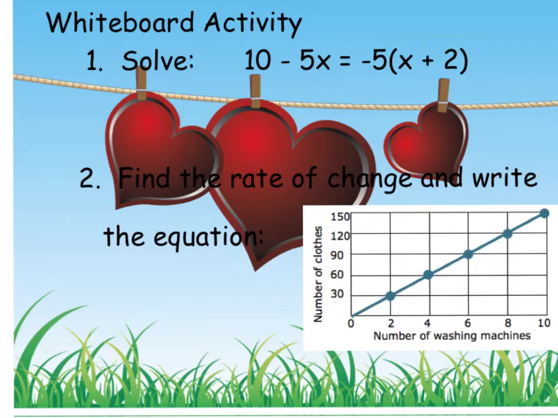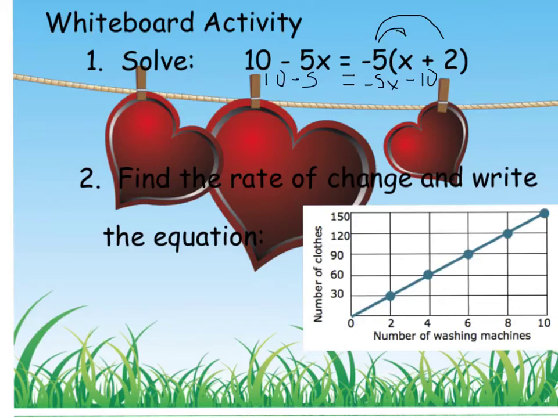All right, let's start this presentation with a few review problems. First, solving equations. Solving equations isn't going to go away. So we're going to start this one by using the distributive property. Negative 5 times x is negative 5x. Negative 5 times 2 is a negative 10, so we're just going to write minus 10. And then we're going to just rewrite the other side.